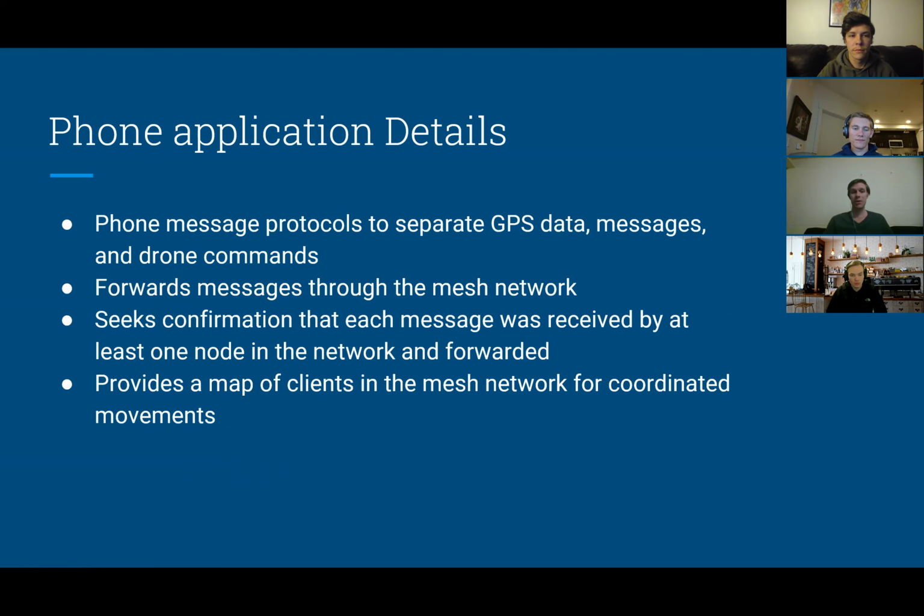For some of the details of the phone application, we wanted to make sure that we could distinguish GPS data, messages, and drone commands, and did this by using various phone message protocols to separate them out accordingly. We made sure that messages were forwarded throughout the mesh network so all participants could receive them, and only those dedicated to receive the message would actually display them. We also tried to confirm that messages were received in the mesh network, and if there was any trouble confirming this, we would status it to the user. We also provide maps for clients so they could see where their movements were relative to others and could even be able to find others in the mesh network.